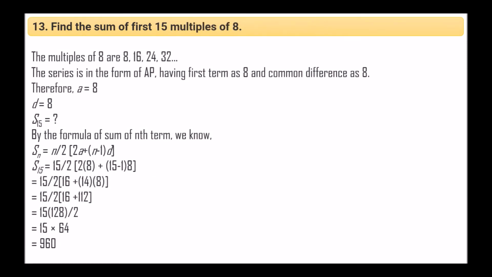Next, find the sum of the first 15 multiples of 8. So the multiples of 8 are 8, 16, 24, 32. The series is in the form of an AP having the first term as 8 and common difference as 8. Therefore, a equals 8, d equals 8, and we have to find S15. By the formula of Sn, the sum of n terms, we know S15 is 960.